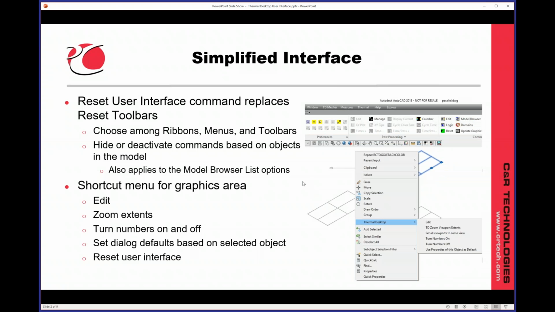Another thing we've added is a shortcut menu for the graphics area. This allows you to do some common commands: edit, zoom extents, turn numbers on and off. You can set dialog defaults based on selected objects, and you can reset the user interface, which is what we just talked about.